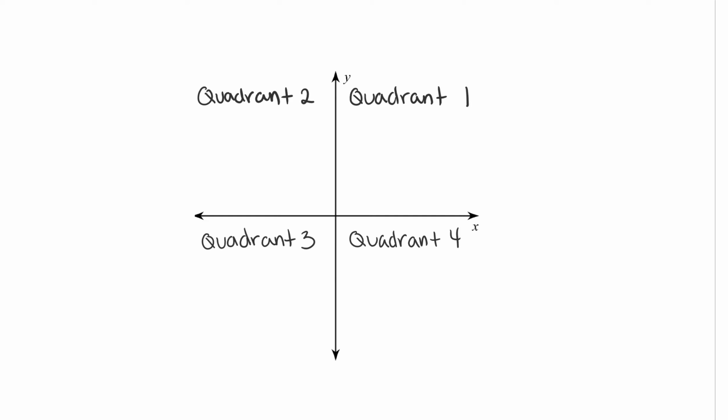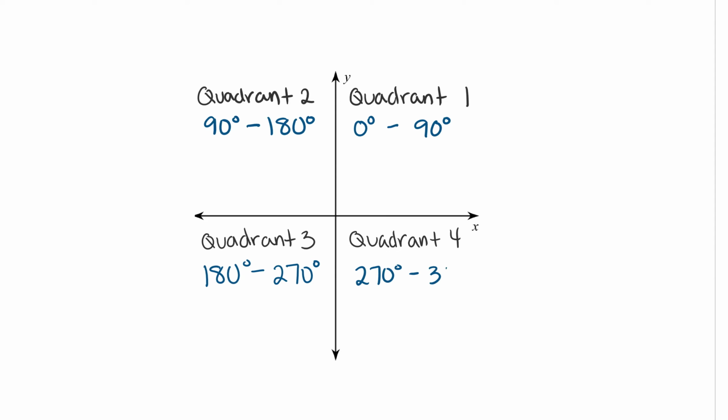In quadrant 1, if you have any angle in quadrant 1, it'll be anywhere from 0 degrees to 90 degrees. So anything in between there is quadrant 1. Quadrant 2 starts anywhere between 90 degrees and 180 degrees. Quadrant 3, 180 degrees all the way to 270 degrees. And quadrant 4 starts at 270 degrees up to 360 degrees. Okay? Now that's degrees. We got to do radians.